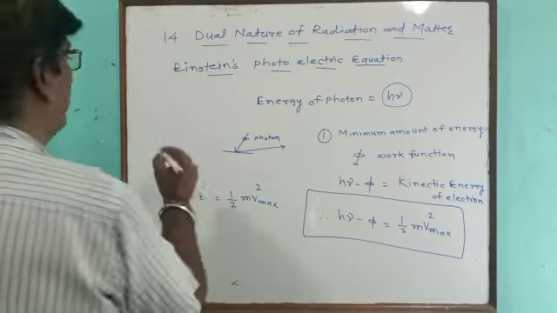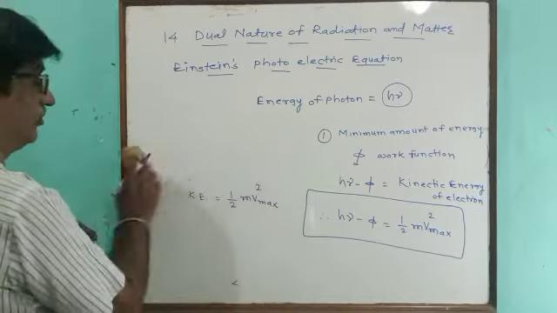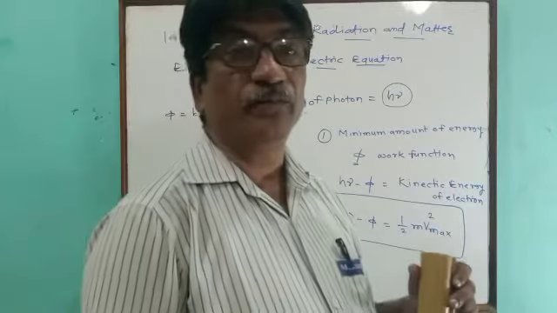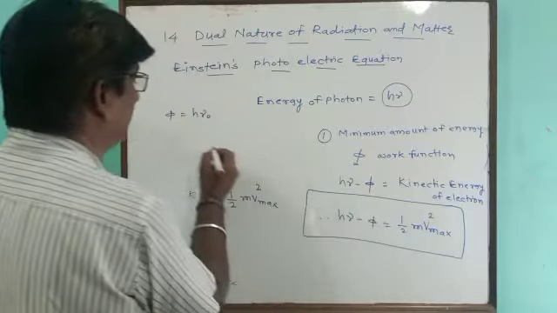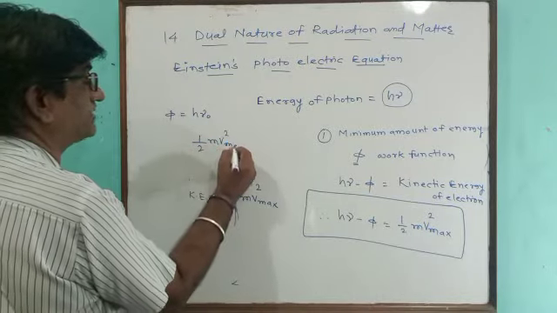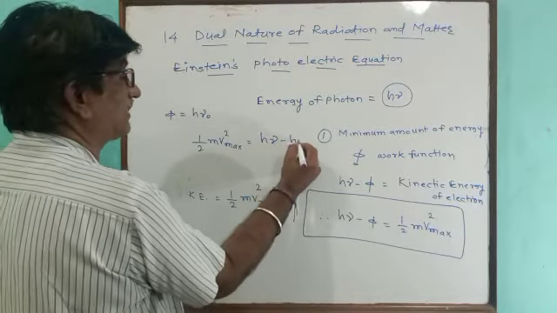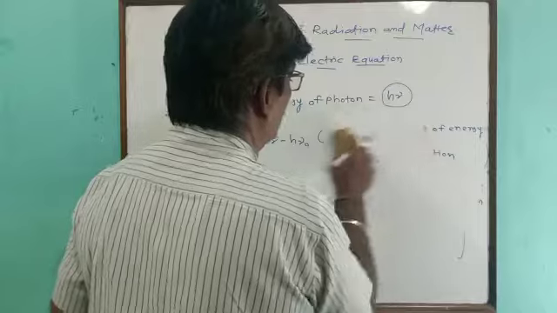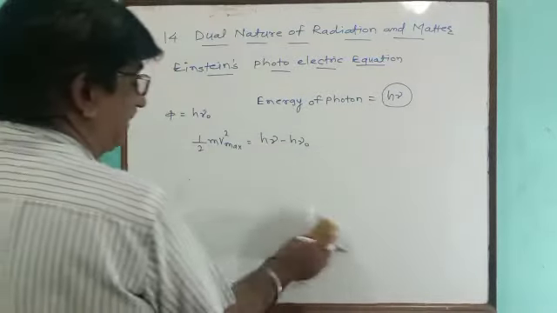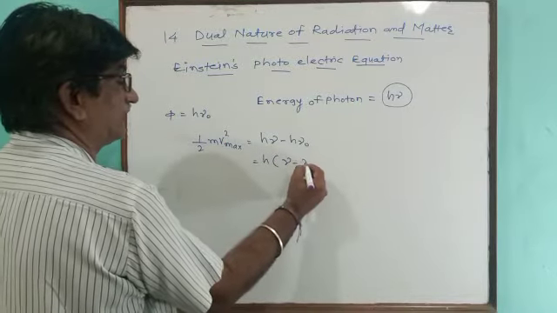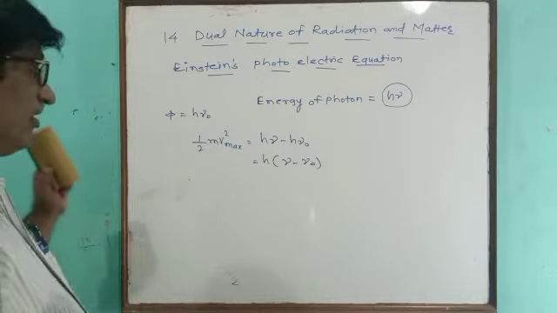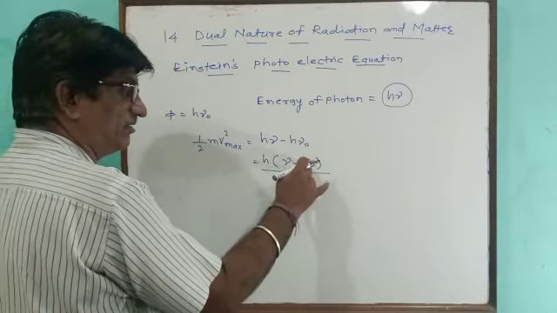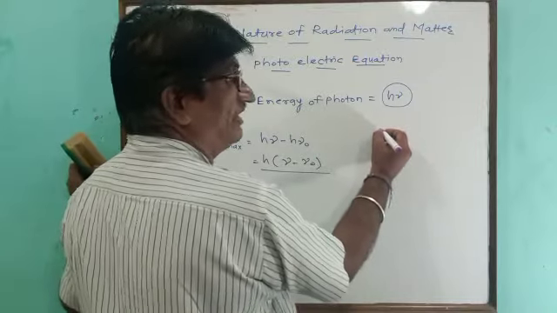But we know the formula for phi, that is h nu 0, where nu 0 is the threshold frequency. Then this equation can be written as half m v square maximum equals h nu minus h nu 0. If we take h as the common term, the maximum energy of the electron will be h in bracket nu minus nu 0, incident frequency minus threshold frequency.